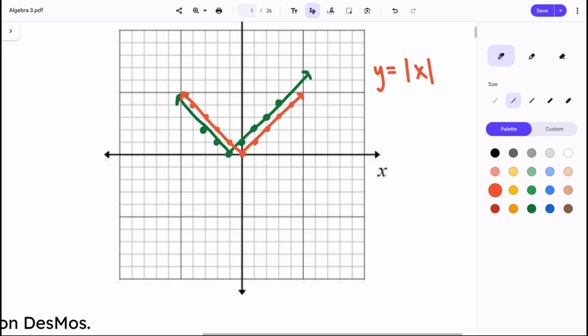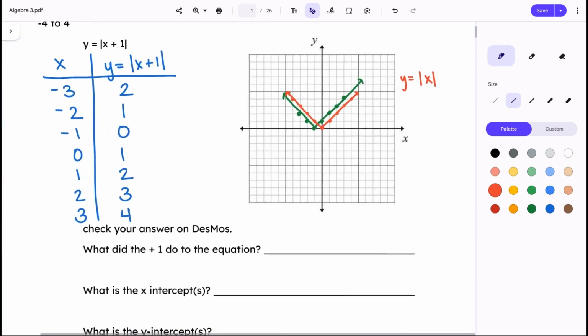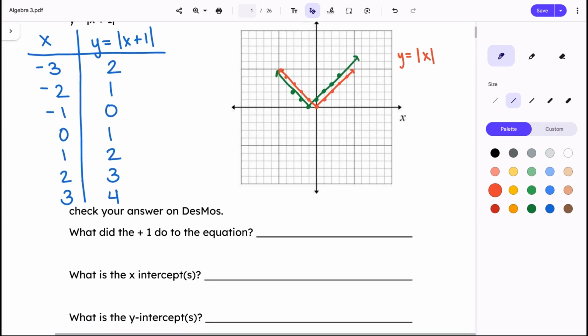So if you look at that, how would you guys describe what happened with the green graph compared to the red one? Yeah, it went to the left 1. And I like how you said translated because that's the technical word for it. Translation is when you slide something around. You go left, right, up, or down. And yeah, this one just everything shifted to the left 1 space. So right here, when it says, what did the +1 do to the equation? It's going to move your graph left 1.